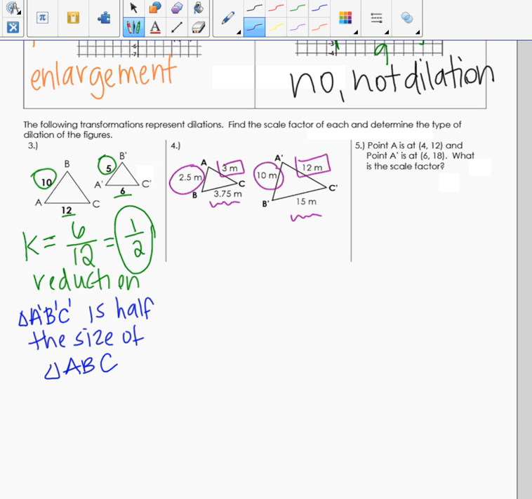So again, the problem's already telling us that yes, it's a dilation. So you don't need to check all 3 pairs. If you want to make sure you're good to go, you can, but you just need to pick one. So to find our K value, we're going to do prime over original. So let's just go with our circles. I'm going to do 10 as A prime, B prime over 2.5. Okay, so if you do 10 over 2.5, you get 4. So your K value here is 4, which means this is an enlargement.